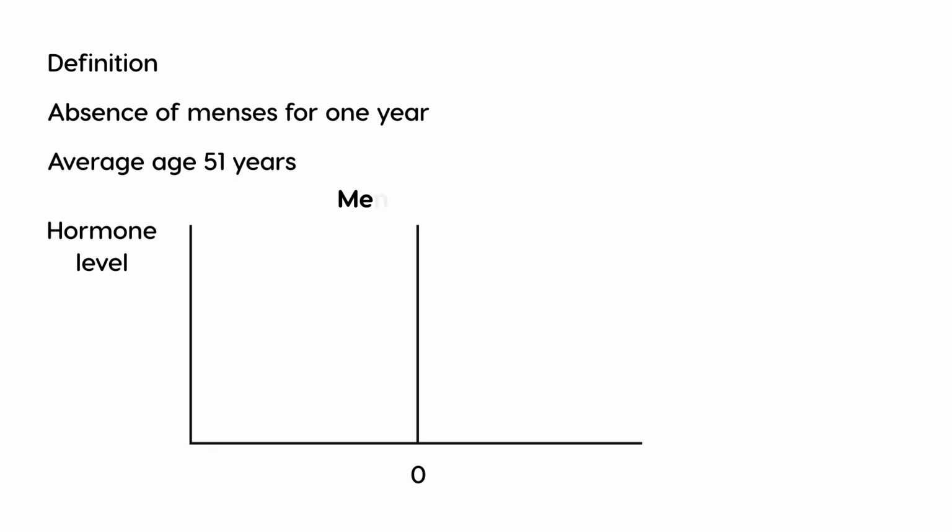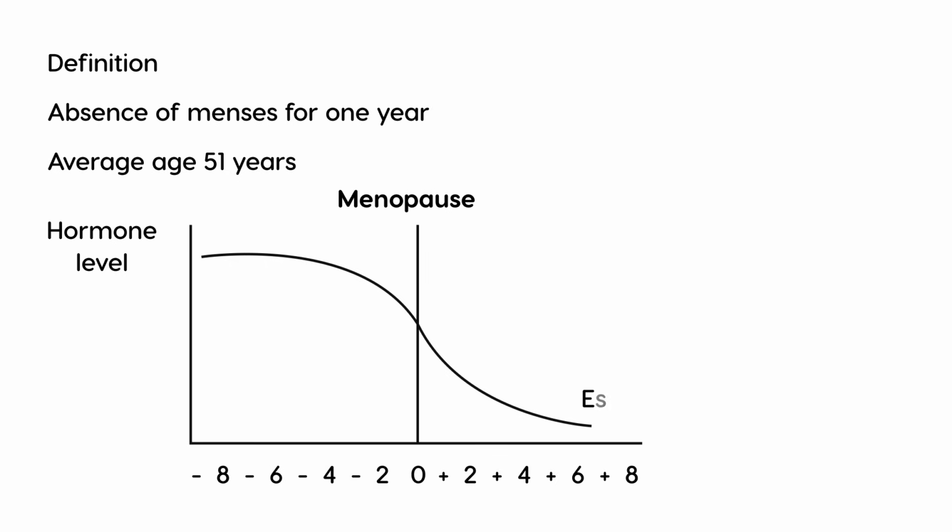So this line here represents menopause. And what we'll do is we'll add some years, +2, +4, +6, +8 years after menopause, and then some years before menopause. And then we're going to draw the hormone level. So this first one is representing estrogen. So as you can see, estrogen levels decline.